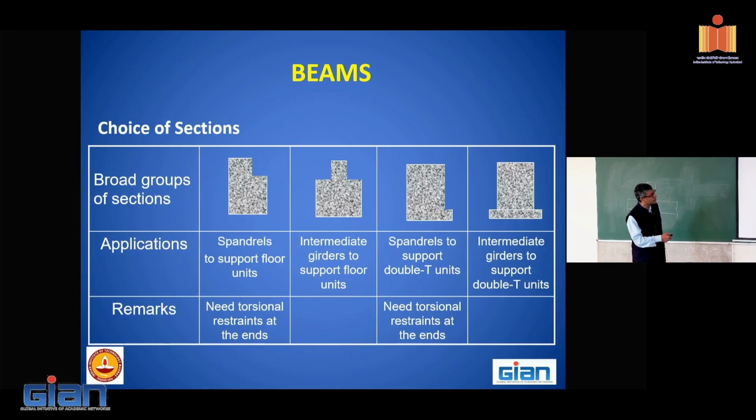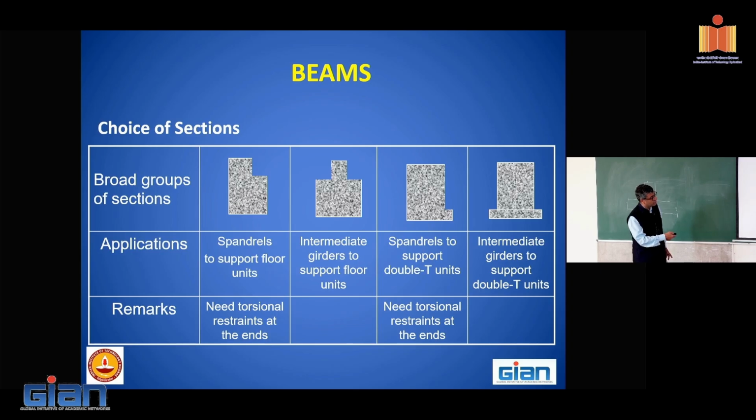Other types of sections are beams with ledges. If I am trying to support hollow core slabs over beams, then I will have this type of ledges on one side or on both sides. This is a spandrel beam, meaning slabs come only from one side. It is subjected to torsion. Whereas this is an intermediate beam where slabs come from both sides.